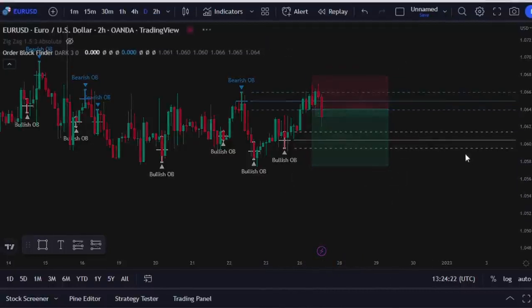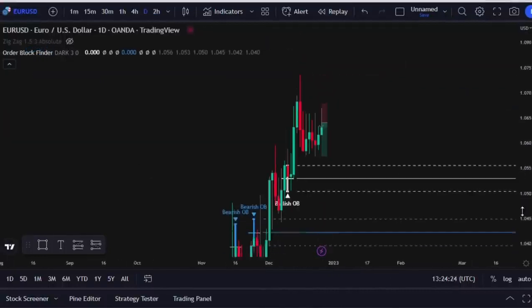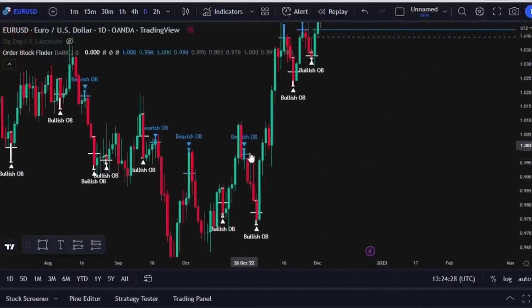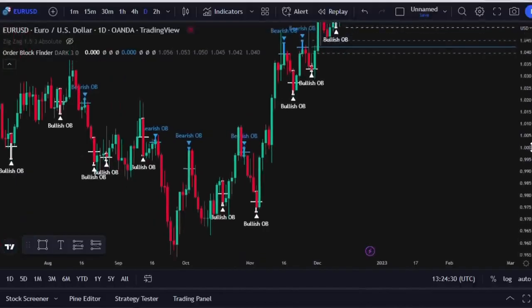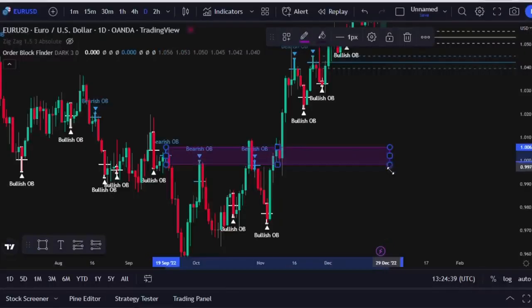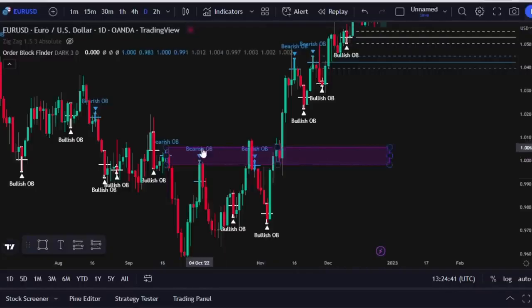So guys, I want to go to the daily time frame to show you the order blocks that this indicator has spotted in the market. As you can see, price has respected these bearish order block zones so many times. And every time price got there, it has been rejected downward.